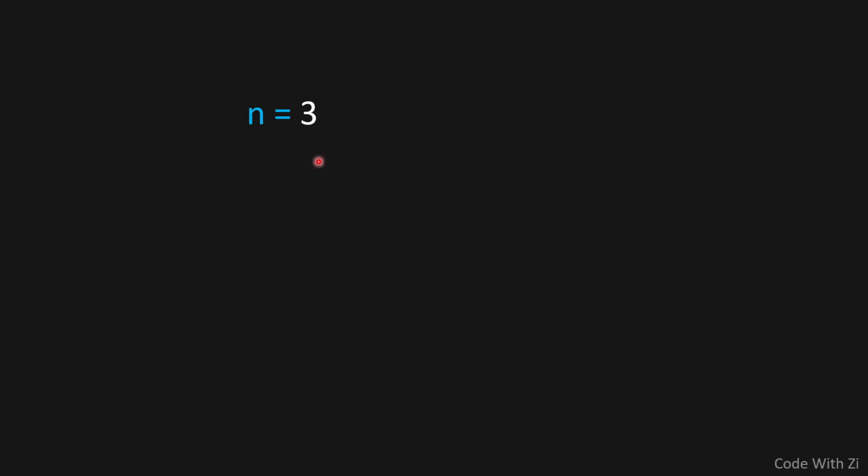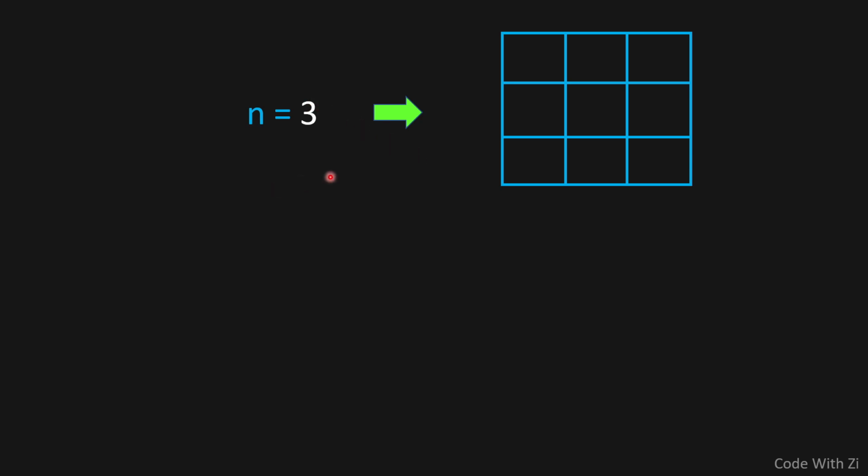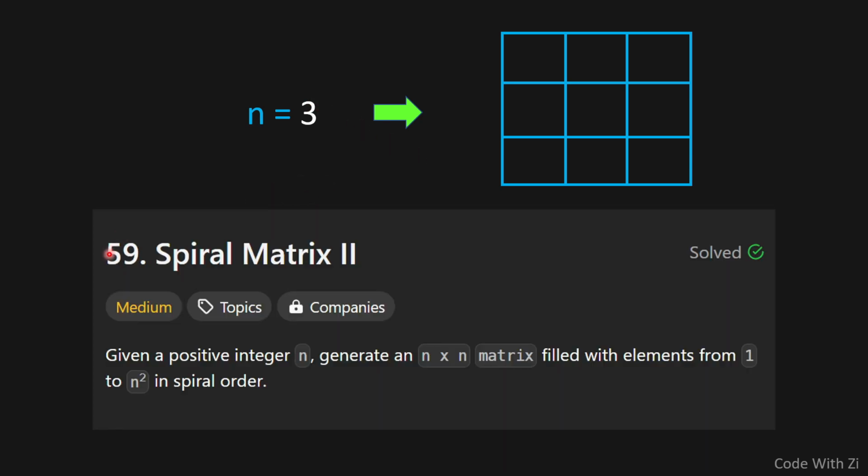In today's video, we have to go from this number that we're calling n to this matrix. Why? Because that's what LeetCode 59 Spiral Matrix 2 is asking us to do. As you can see, we're given a positive integer called n, and we have to generate an n by n matrix filled with elements from 1 to n squared in spiral order.